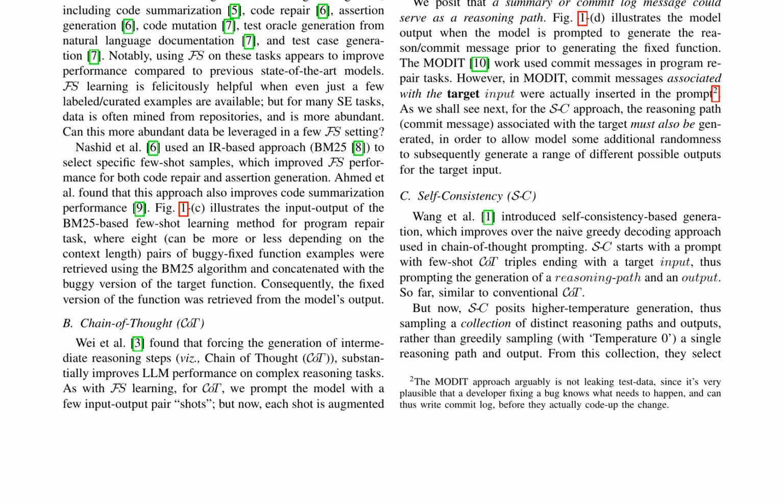Self-consistency-based generation is another approach that improves over the naive greedy decoding approach used in chain-of-thought prompting. Self-consistency starts with a prompt with few-shot chain-of-thought triples ending with a target input, prompting the generation of a reasoning path and an output. However, self-consistency posits higher temperature generation, sampling a collection of distinct reasoning paths and outputs, rather than greedily sampling a single reasoning path and output. This approach enables the model to generate more diverse and accurate program repairs.